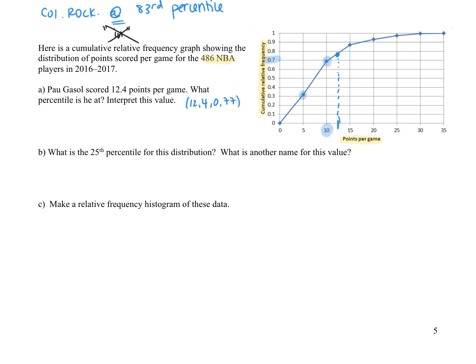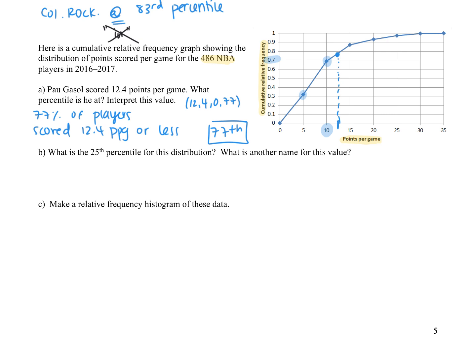So what that would tell us is that 77% of players scored 12.4 points per game or less. Now, that was just extra information that didn't actually answer the question. The question is, what percentile is he at? This player is at the 77th percentile.